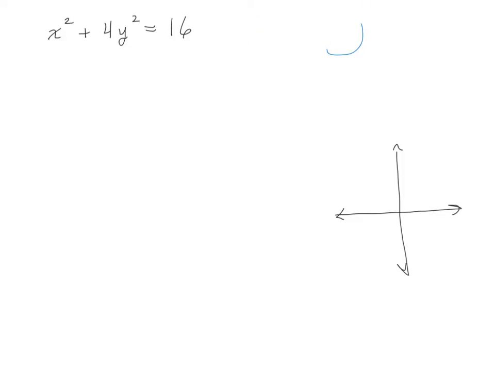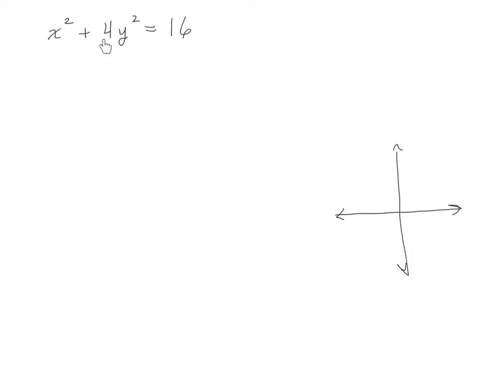And the way you would know just by looking at the equation that this is an ellipse is because in some ways it's like a circle. Because we have x squared, we have y squared, and this plus sign here. But because the numbers in front of these things are different numbers, it's going to be stretched out more one way than the other, which is going to give it that oval or elliptical shape.